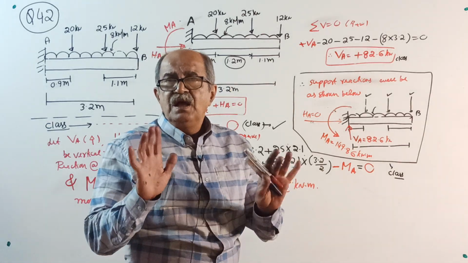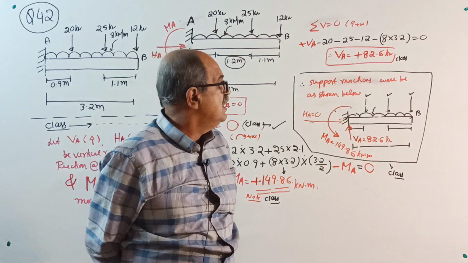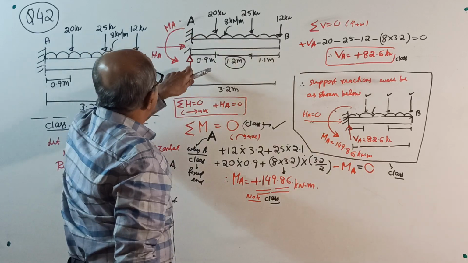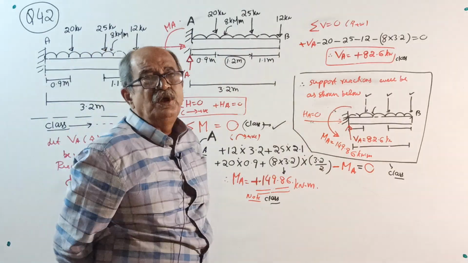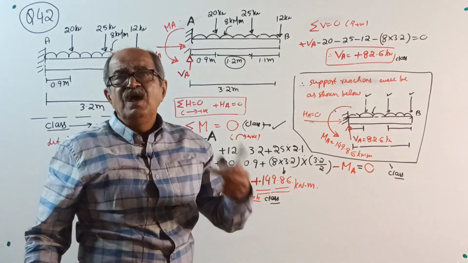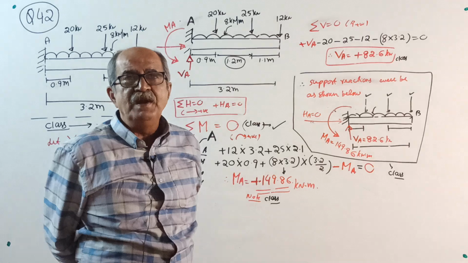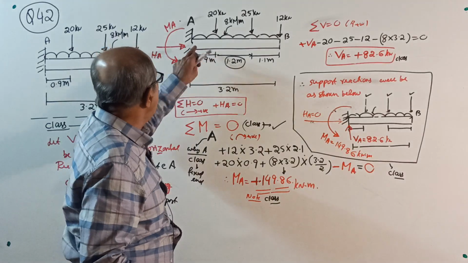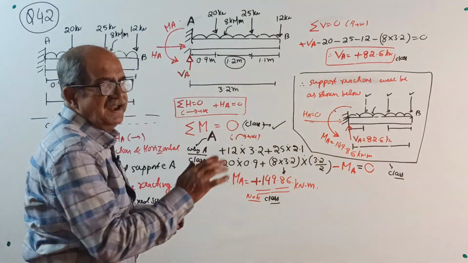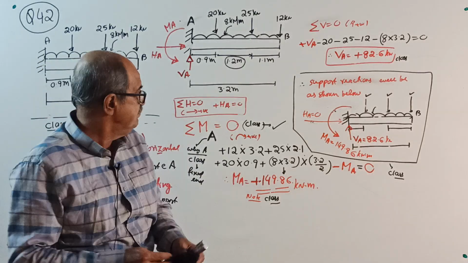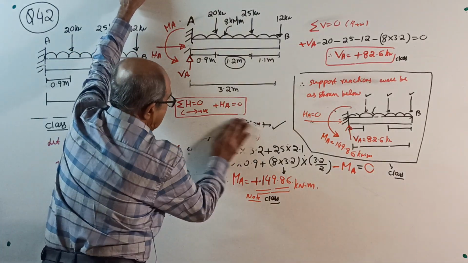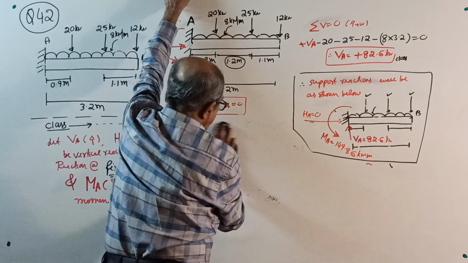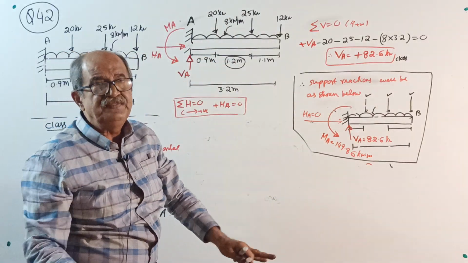Now, just for information. We took moment about A, we got MA, and sigma V equal to 0, we got VA. I told you, when you apply sigma M equal to 0, always consider the moment about the point where unknowns are there. So that's why A. Now, only for understanding purpose, see what happens. Write a note here. This is only to understand. This will remain same. After everything is over, you do one thing.